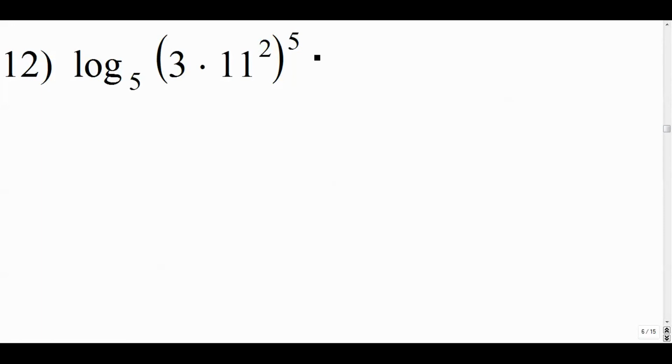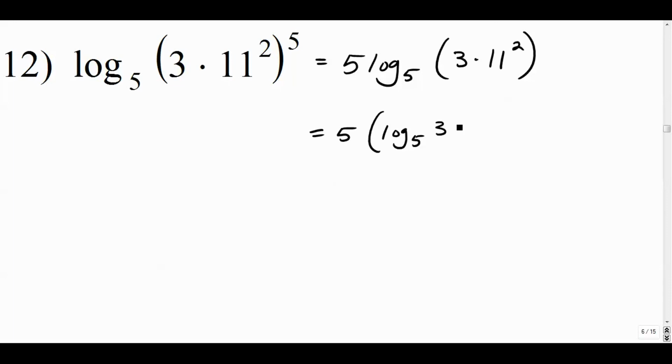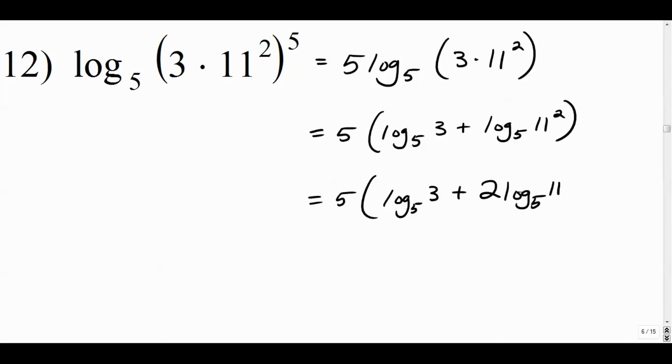Number 12, I would probably take, again we have two options, but maybe I'll just show you one. Take the 5 and bring it down in front first. So 5 log base 5 of 3 times 11 squared. 11 squared is 121. Maybe I'll just keep it like 11 squared. I think that's what the problem intended. So let's split these up, 5, and then log base 5 of 3 plus log base 5 of 11 squared. So 5 times the big parentheses, log base 5 of 3 plus 2 log base 5 of 11.